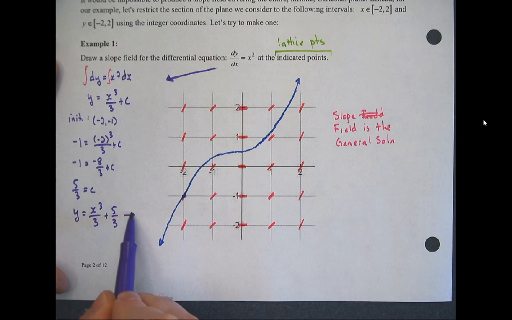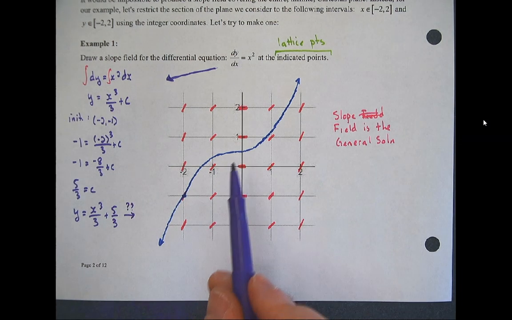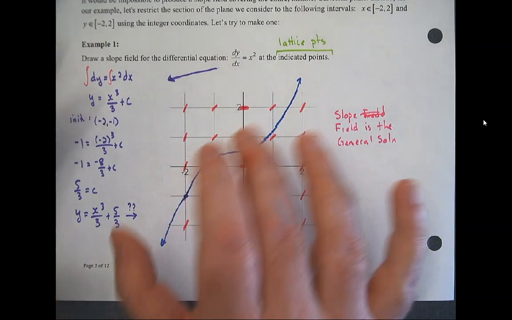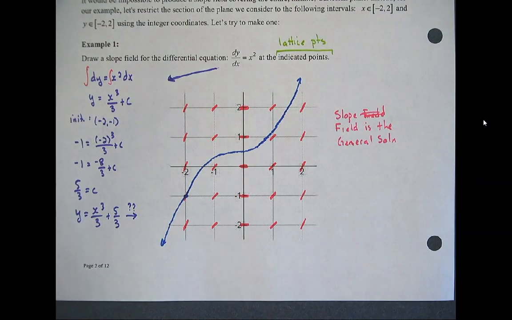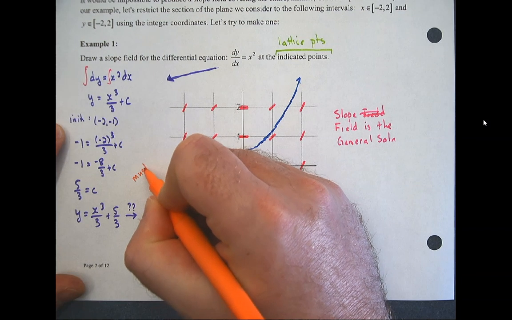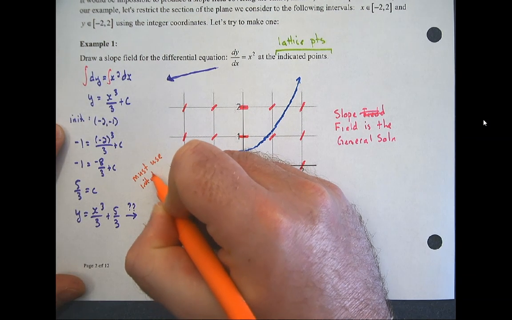Does that seem reasonable? Yeah, I'd say that's pretty close, right? I mean, my y-intercept certainly wasn't very good. 5/3 would be quite a bit bigger, it'd be 1 2/3. But I'm not going to be super picky about this. It just has to look reasonably well in the slope field. What you must use is the initial condition.